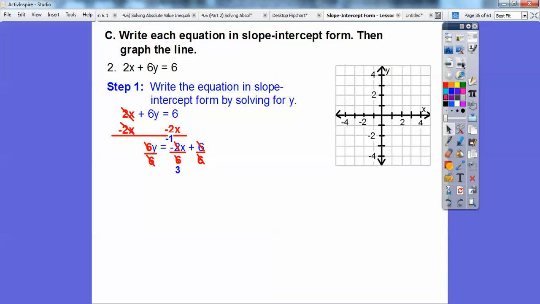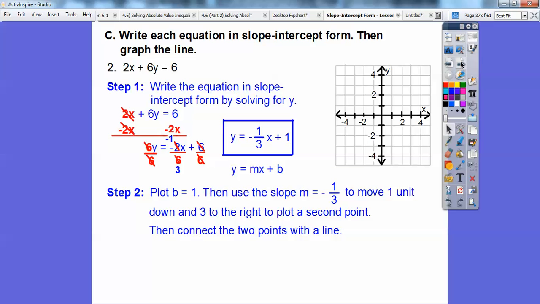Y equals negative 1/3 x plus 1. All right, now we graph this. The plus 1 is going to go right there, and then from there we're going to use our slope, okay? So let's go ahead and plot b equals 1 and then use the slope, which is negative 1/3, which means we're going to go 1 down and 3 to the right.